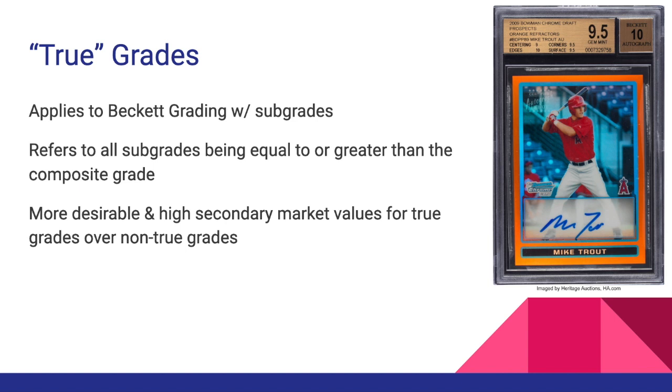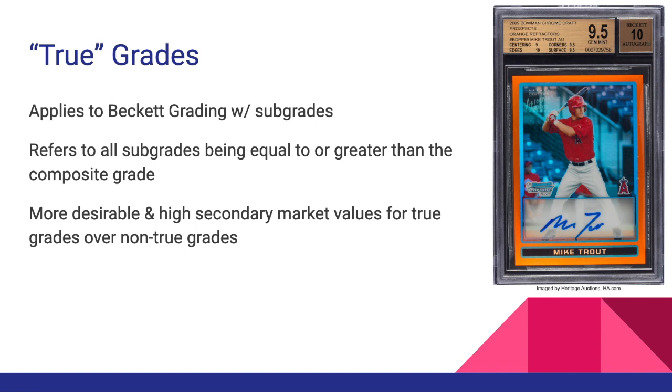And the last note that I'll have here today is true grades. This is something that really applies to Beckett, so if you're not a Beckett fan, this is something that you won't have to worry about as much. But a true grade is when all of these subgrades are greater than or equal to the composite grade. If you look at our example card here, the Mike Trout, it has a 9.5 on the corners and surface and a 10 on the edges, which beats the 9.5 gem mint grade that the card overall received.